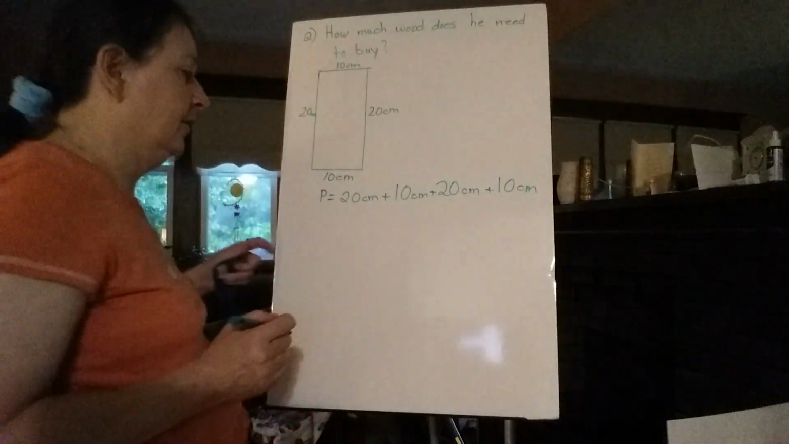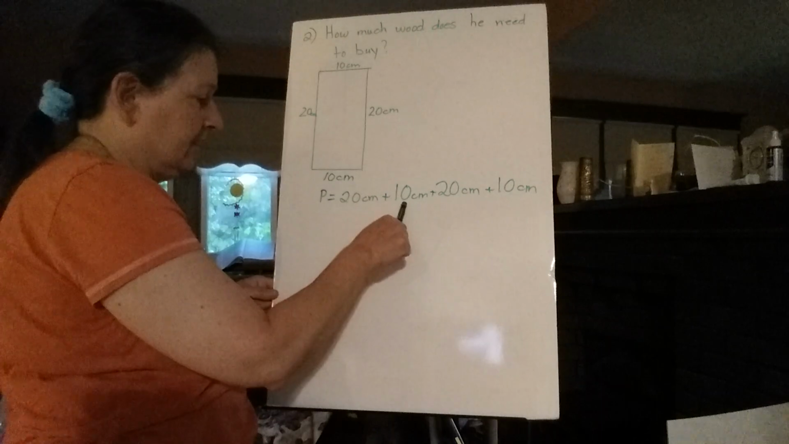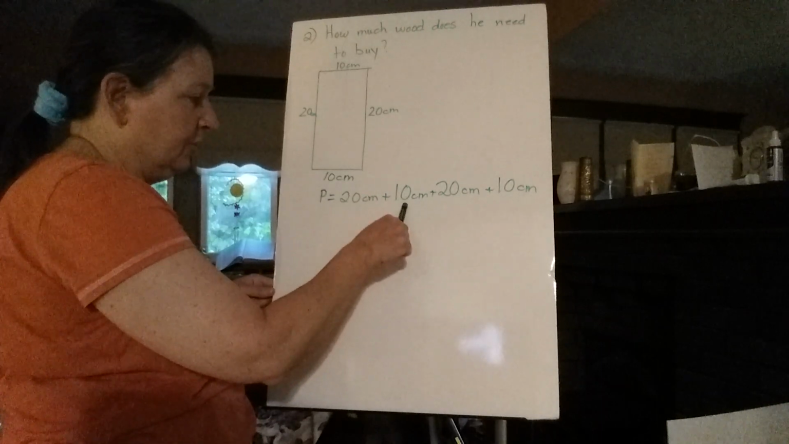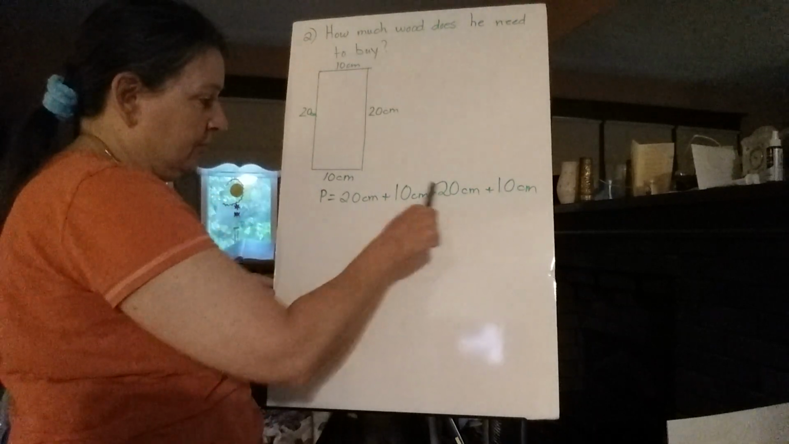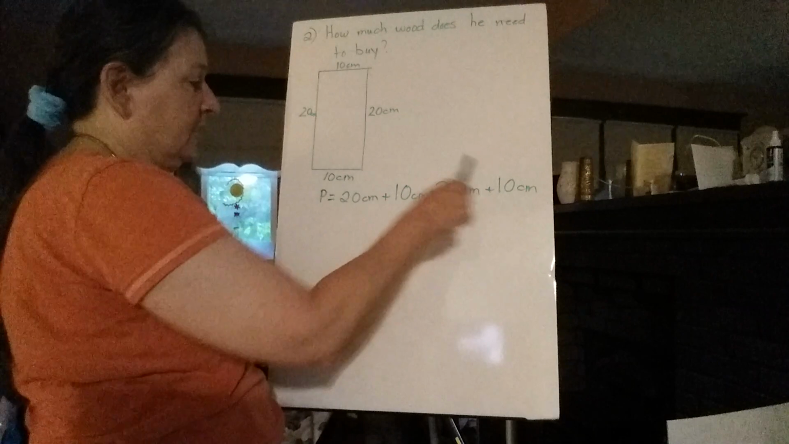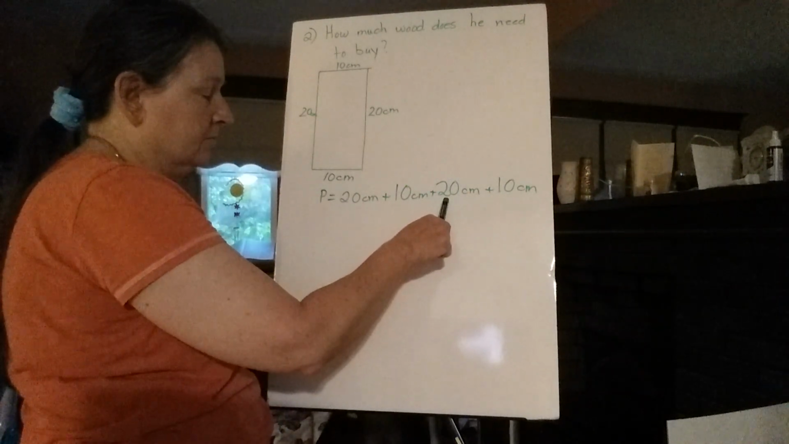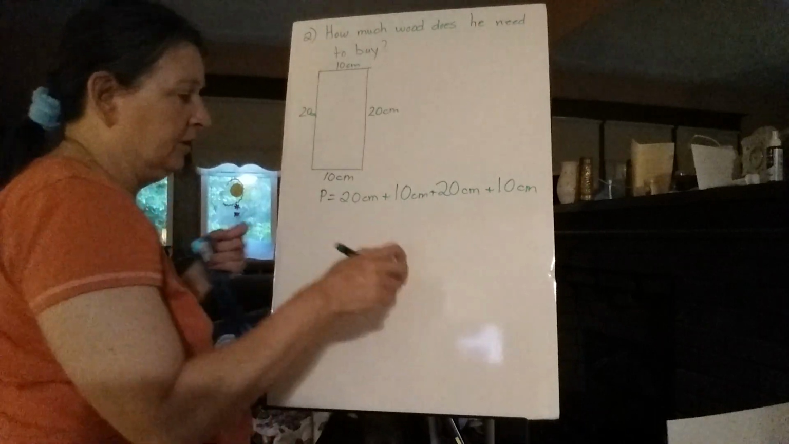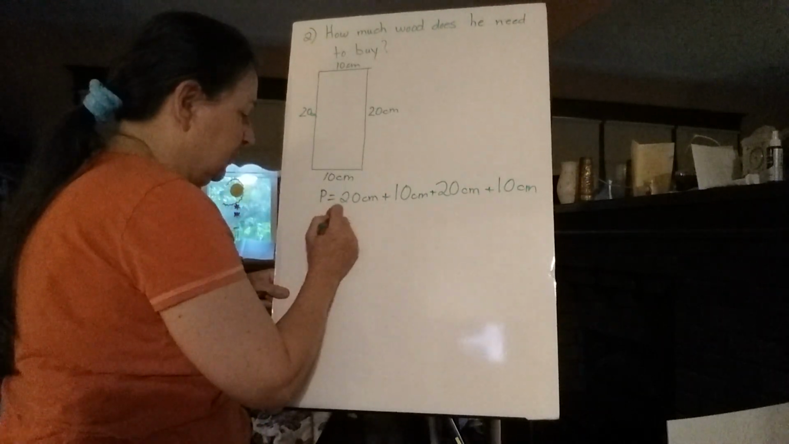And I bet a lot of you could do that in your head. 20 plus 10 is going to give me 30. This 20 plus 10 is also going to give me 30. Or I can do 20 plus 10 plus 20 plus 10. 30 plus 20 gives me 30, 40, 50, and then another 10 is going to give me 60.